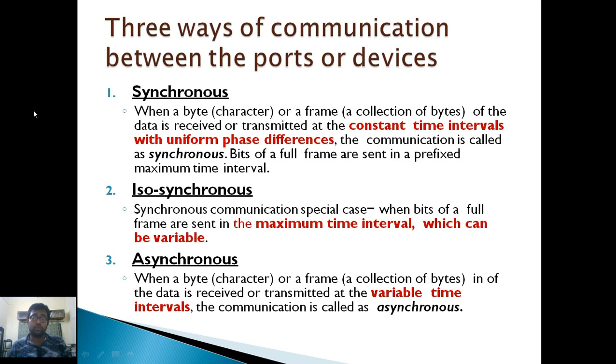Second one is isosynchronous. It is a special case of synchronous communication when bits of a full frame are sent in the maximum time interval, which can be variable. According to the maximum time interval, it means the time interval is higher. It means there will be a time within the time interval where no data will be sent, because suppose we started to send the data, but the time interval has been fixed. Suppose there will be a 10-second time period within which the data will be sent. Now suppose the time taken by the data to reach the receiver end will be probably 5 seconds.